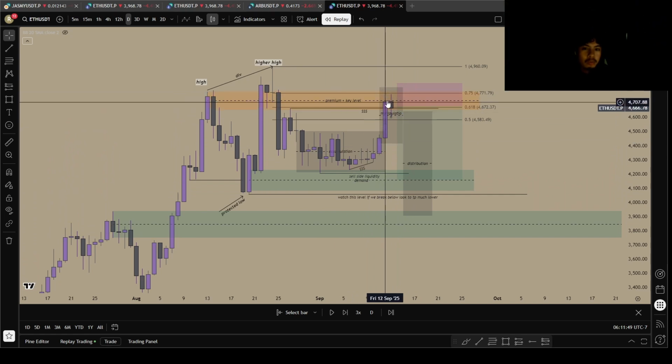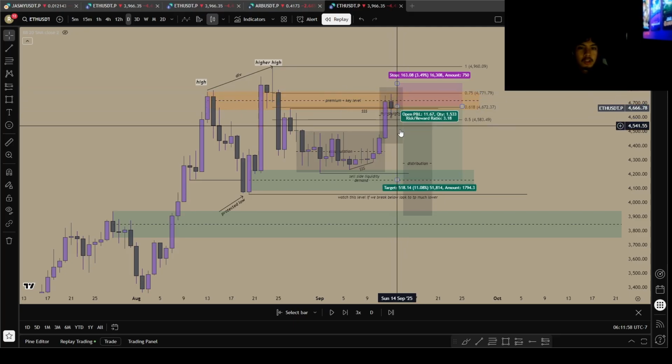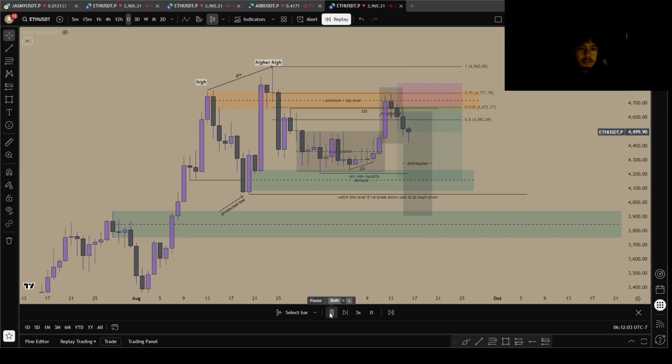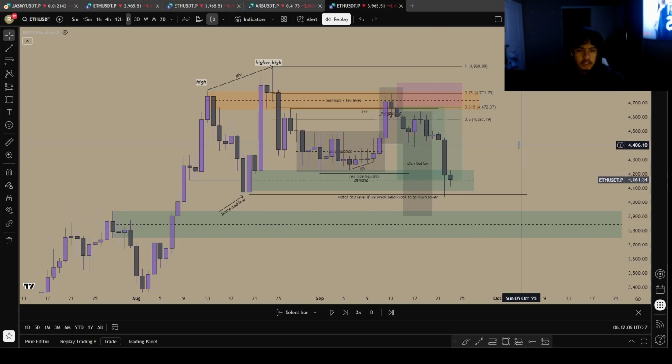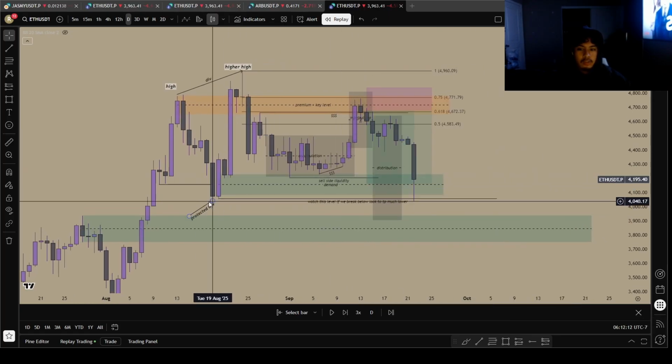It was just a matter of where the manipulation was going to take place. So the manipulation obviously occurred at the premium, which then presented a short opportunity. Price then distributes back down to sweep sell side. So let's actually show that. Right here, perfect. Price then sweeps sell side liquidity, and it looks like we even sweep this protected low.